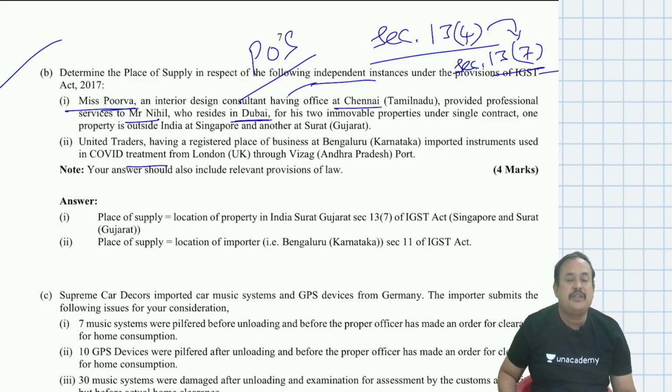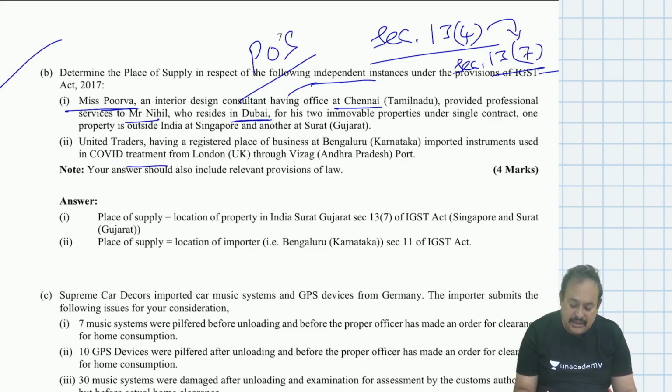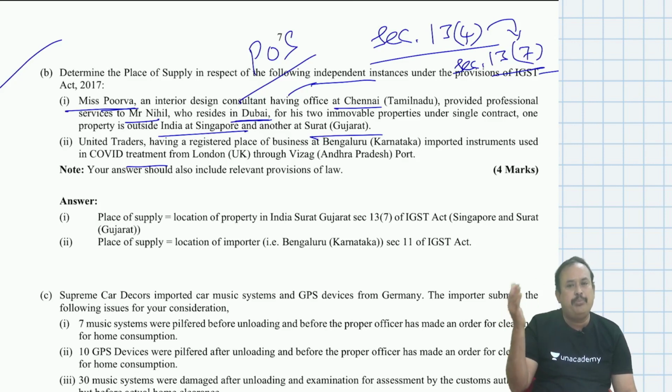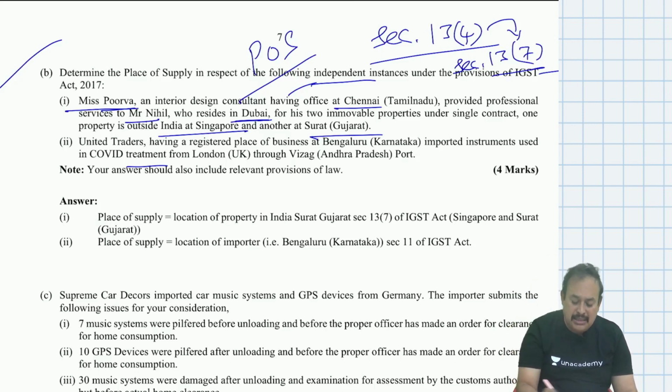Section 13, subsection 7. In that case, part of the services is rendered in the state of Gujarat, Surat, and part in Singapore. It is immaterial, part outside, part inside. The entire supply is a mixed supply. Therefore, the entire part will attract GST, treating it as the place of supply.